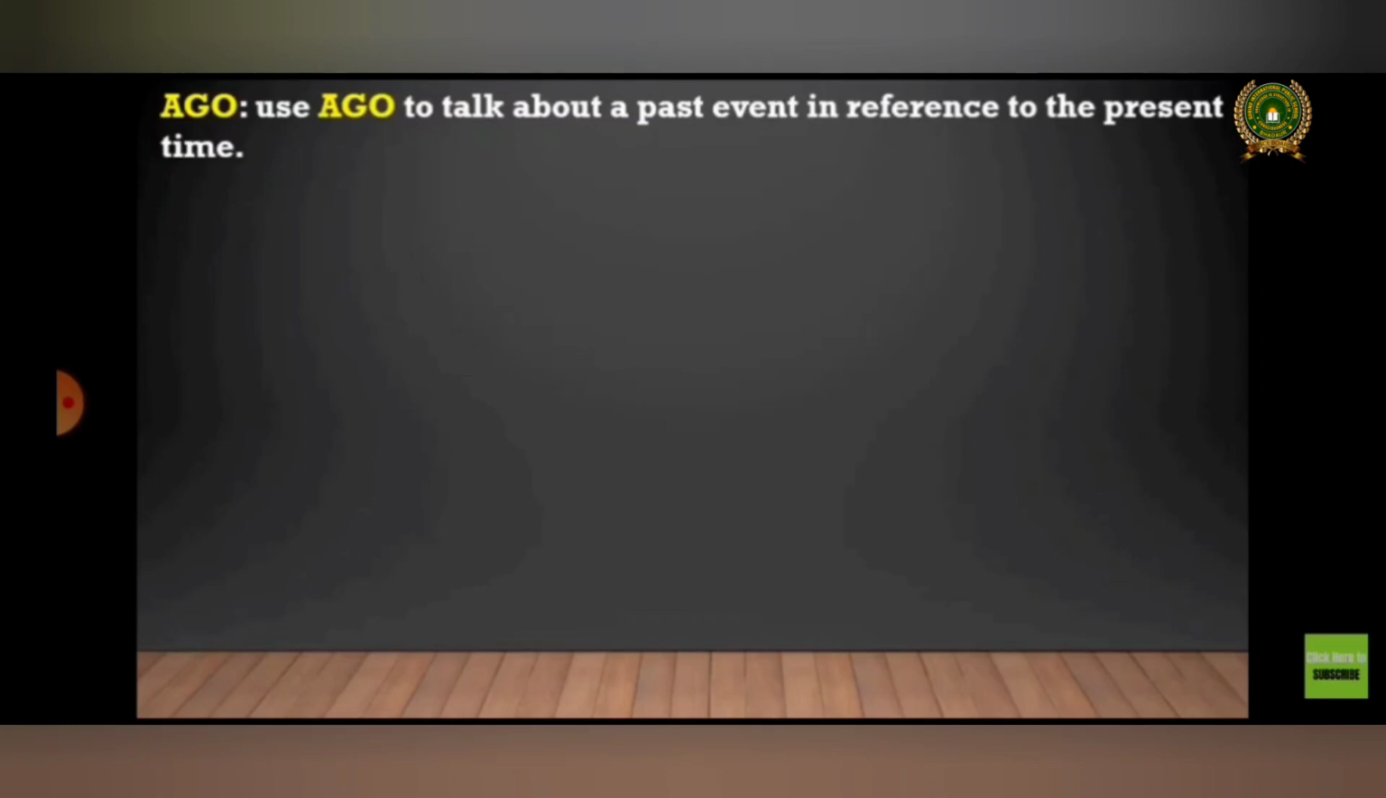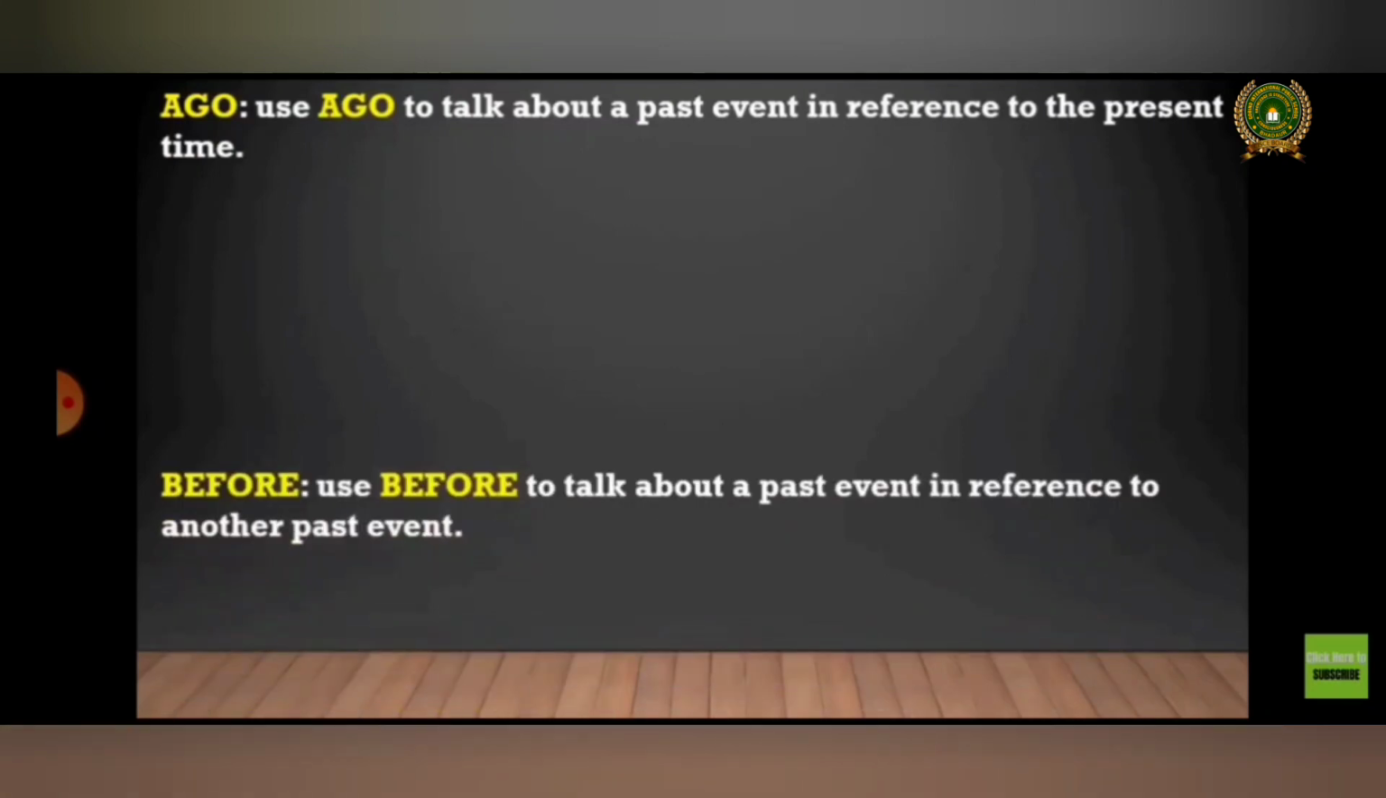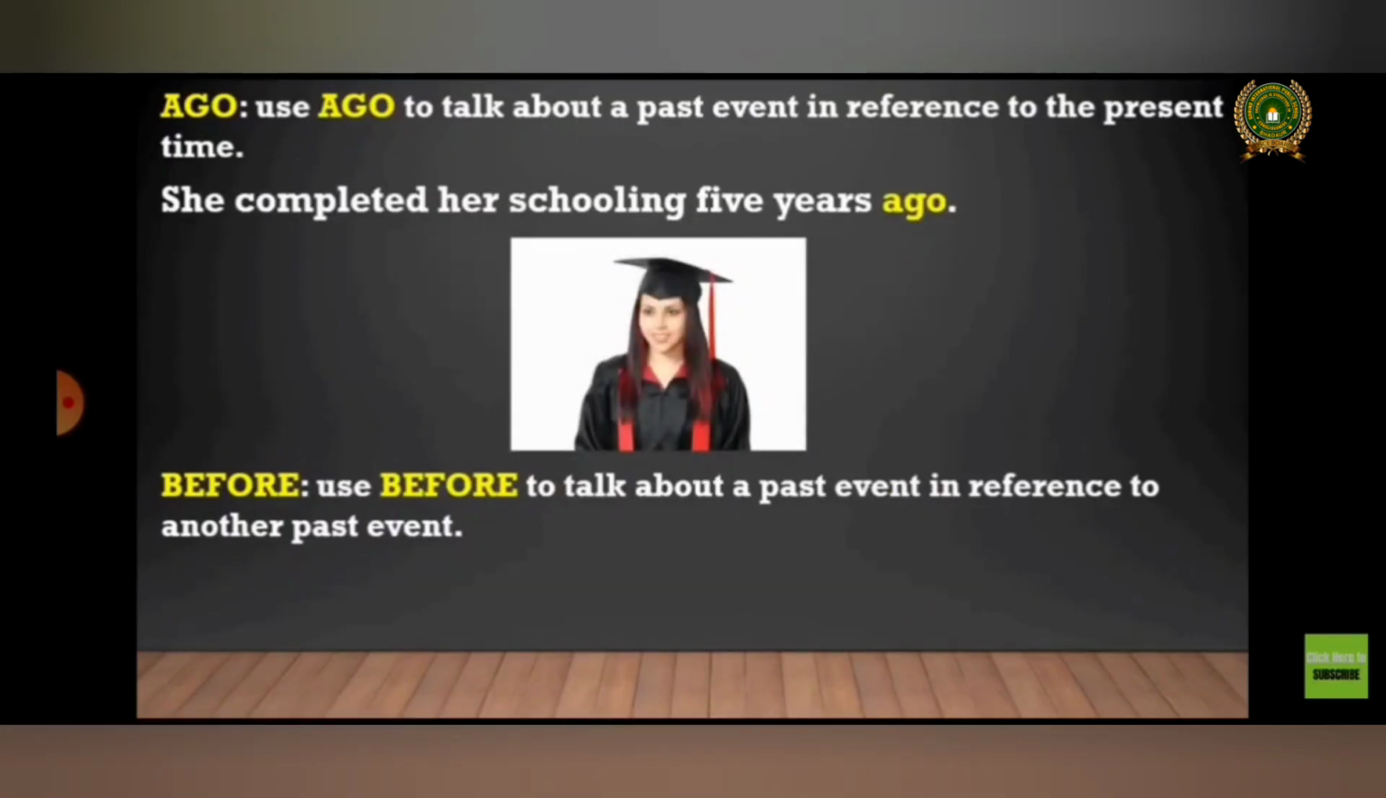But you have to differentiate between ago and before. Ago is used for a past event with reference to the present time, and before is used to talk about a past event in reference to another past event. So there is no link to the present while we are using before. You have to be very careful about ago and before in their uses. Both are used for past events, but one is used in the present context, the other is used in the past context only.